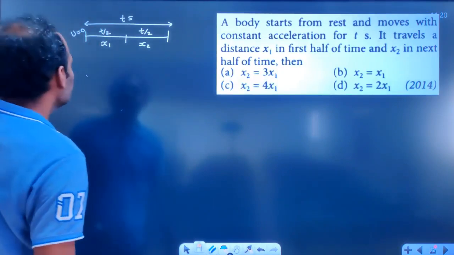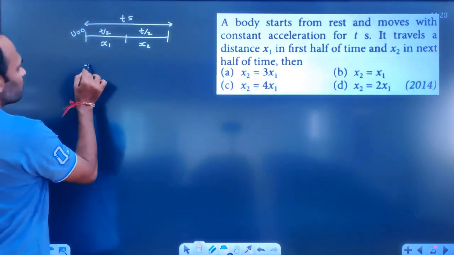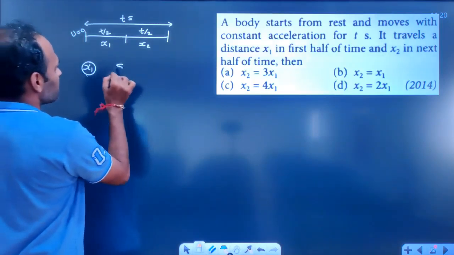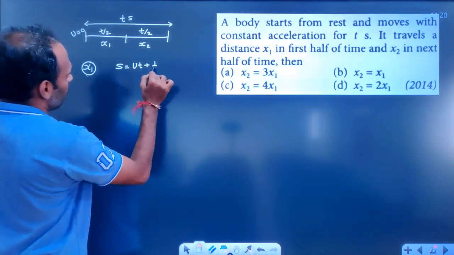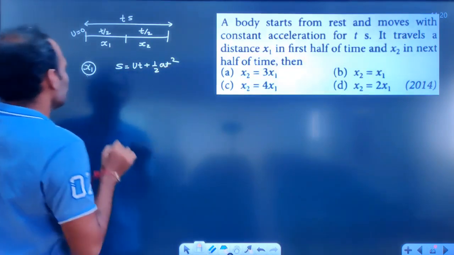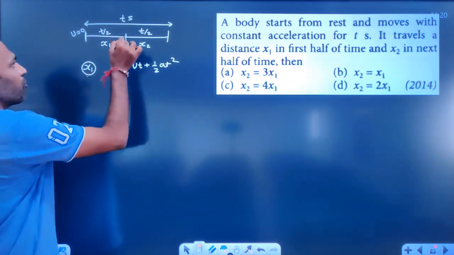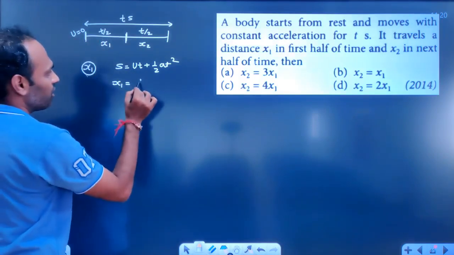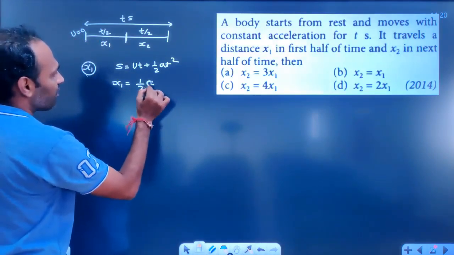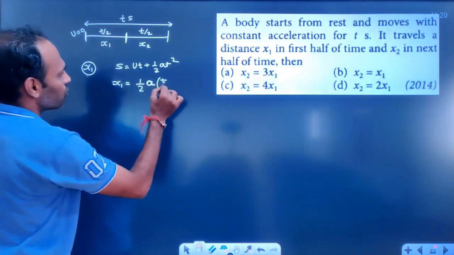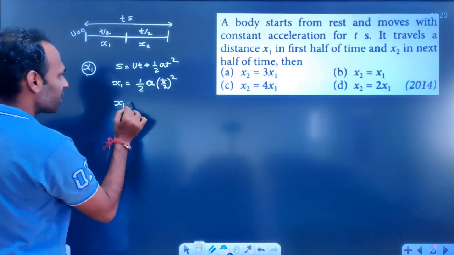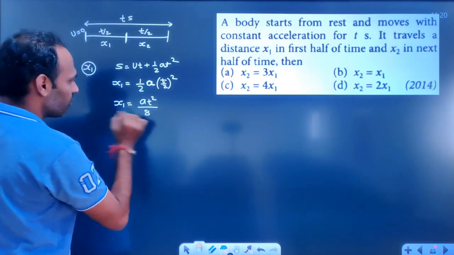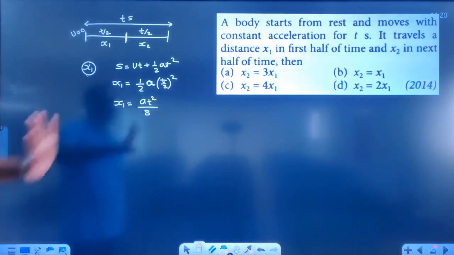If you consider x1 distance, apply the formula of distance. S is equal to ut plus half at square. x1 distance means from this point to this point only. So the distance traveled is x1, initial velocity is 0. So half a, and how much is the time here? Time is t by 2, so it is t by 2 square. So I will get x1 is equal to at square divided by 2 into 4, which is 8. At square by 8 is x1.